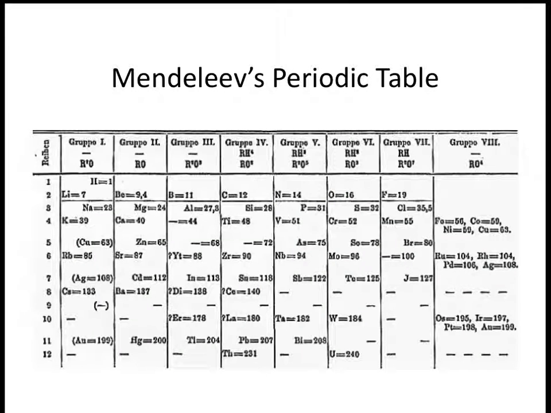This is a copy of Mendeleev's periodic table, and you can see it looks drastically different than our table today, and you can also see that there are some blanks around there.